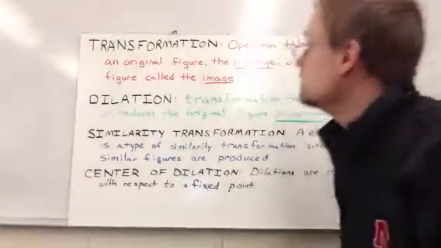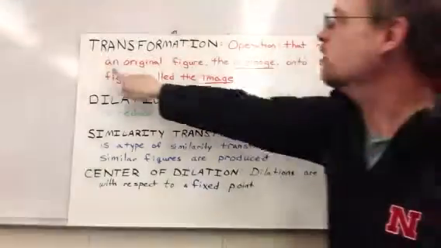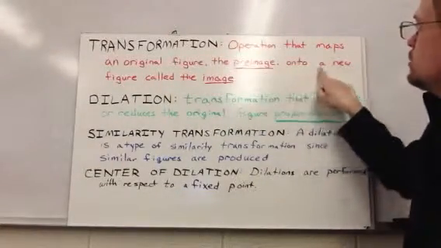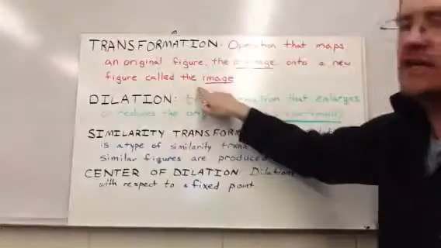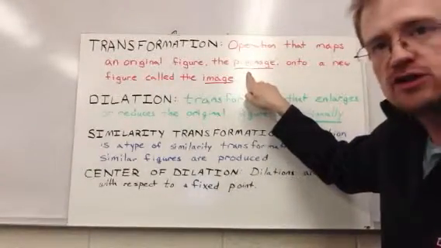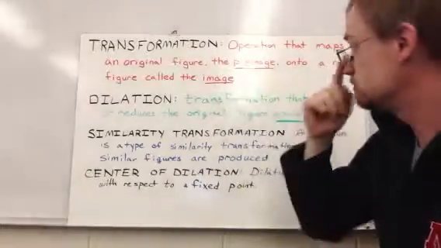So, let's go. A transformation is an operation that maps an original figure, which we're calling the pre-image, onto a new figure called the image. Big thing I want us to be sure of. The original figure is called the pre-image. The second figure is called the image.